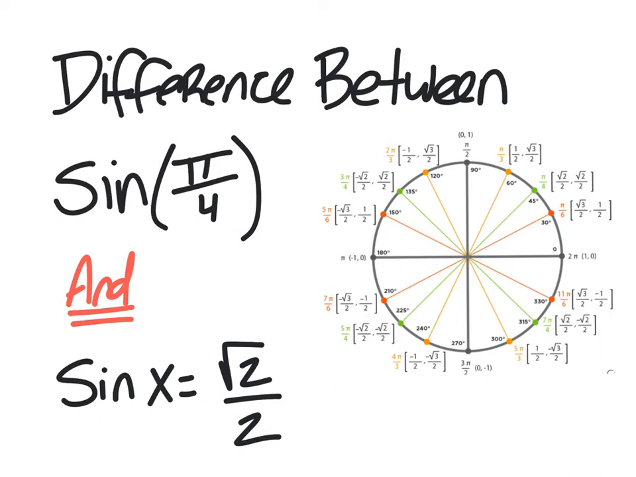In Learning Objective 4.5, we're going to talk about how to evaluate sine, cosine, and tangent using the unit circle. And what I want to do is show you the difference between two things. We've been doing this stuff right here, finding the sine of pi over 4. So let's just take a quick look at that.